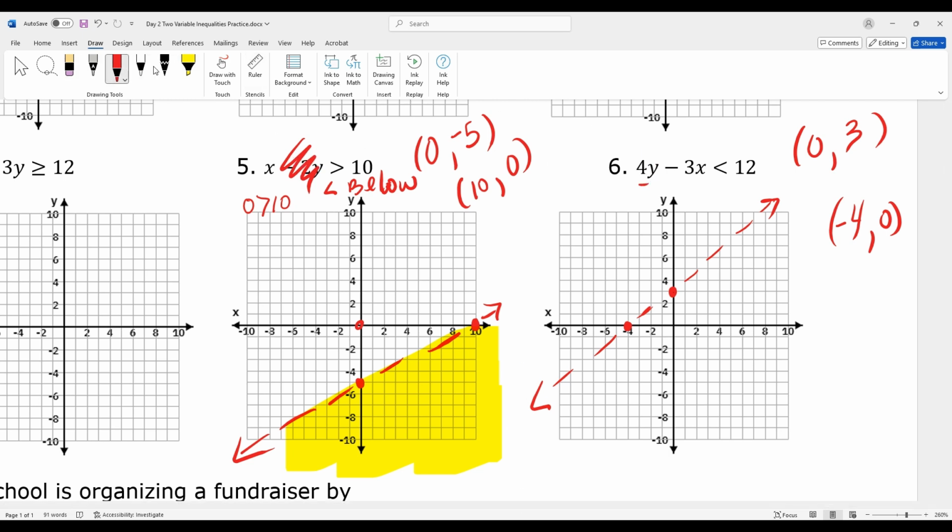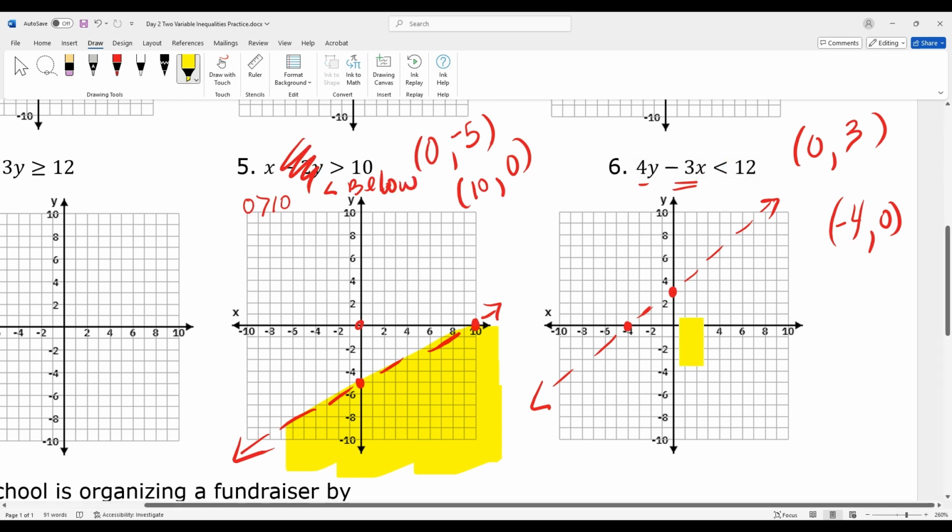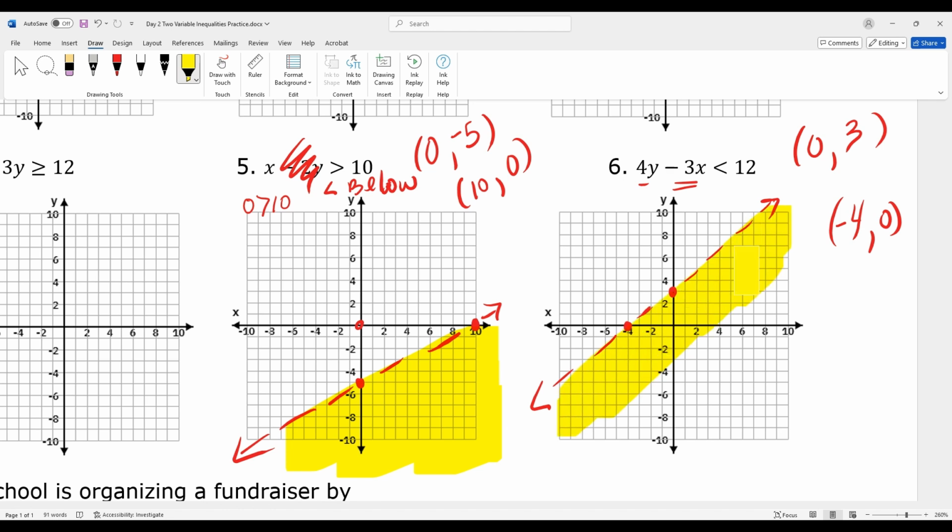Any questions? Now, remember, the x coefficient is negative, but the y coefficient is not. So that means we are going to stay the same. We don't need to flip our inequality. So we are going to shade below because our inequality is saying smaller.